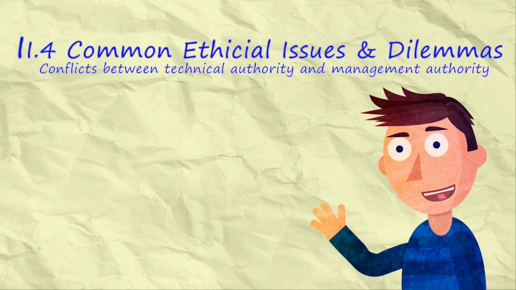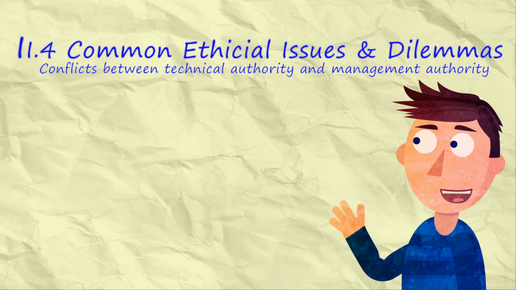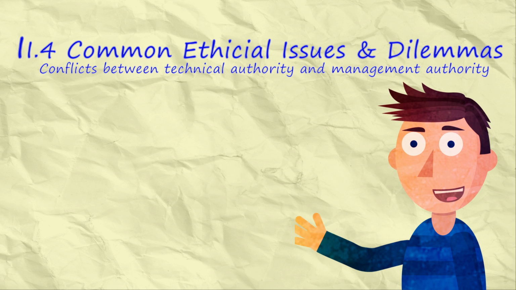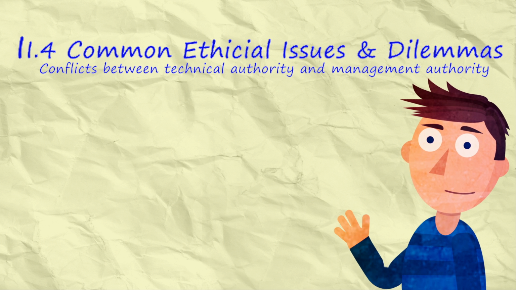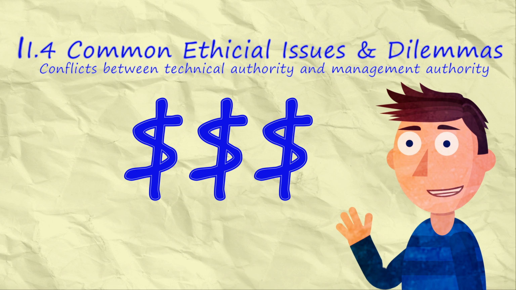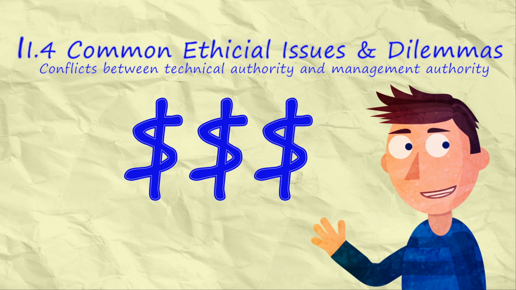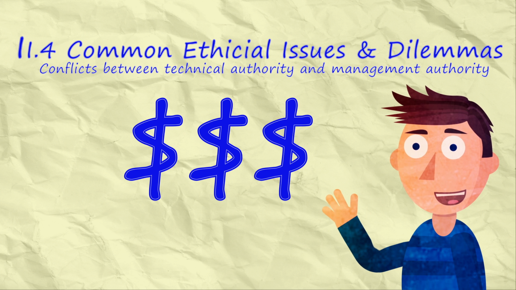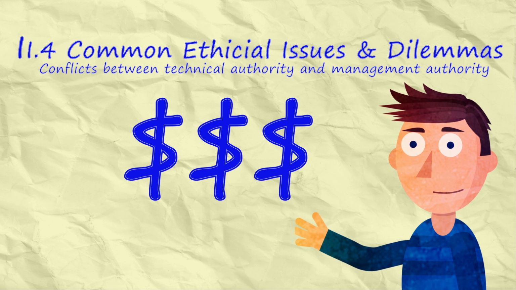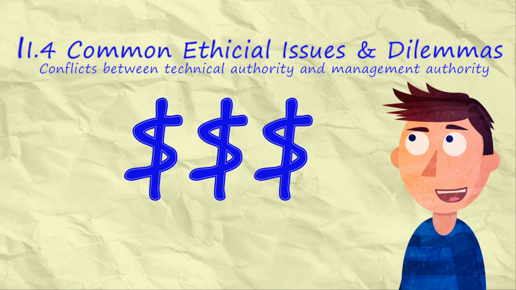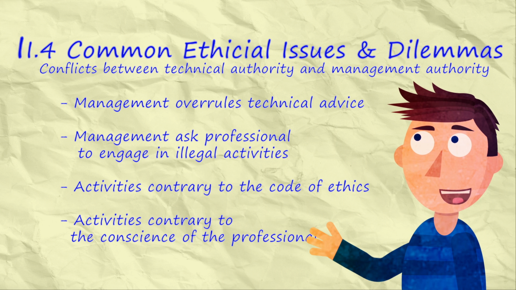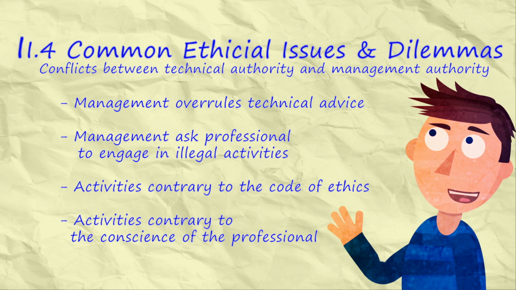Conflicts between technical authority and management authority are another common ethical dilemma that you'll face. At the end of the day, employers are concerned about profits and meeting deadlines, so this drive for profitability can often lead to conflicts between the management authorities and technical authorities. Whereas the technical authority not only has an obligation to their employers, but also a duty of care to the public that has priority ahead of profitability. There are 4 common types of conflict between technical authority and management authority.